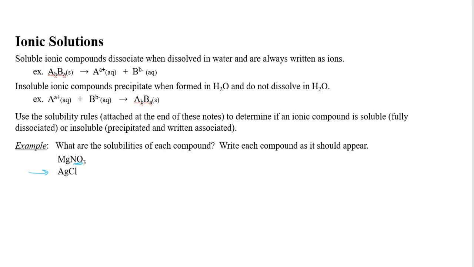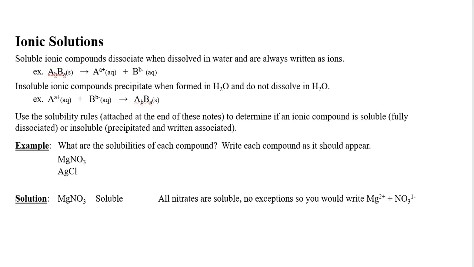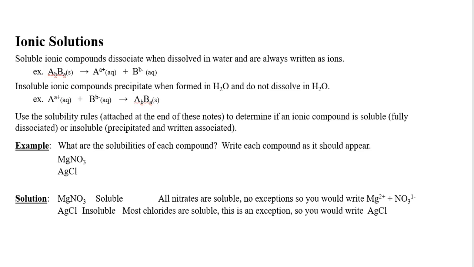So let's see what we've got going on there. We say magnesium nitrate, soluble, so it would be separated into ions. Silver chloride, insoluble, so you would always write that together.